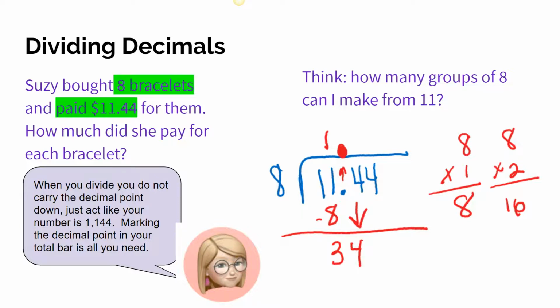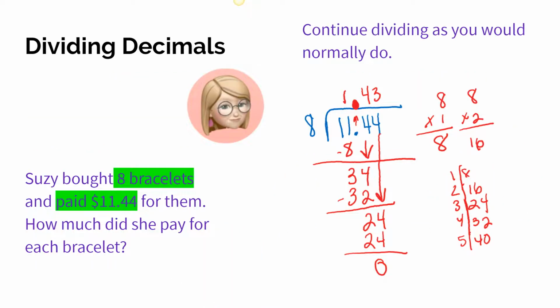And notice when you're dividing with your decimal, you don't need to bring that through your problem. It's at your total bar. That's where it needs to stay. I just bring down my next number, and I continue dividing as I normally would.